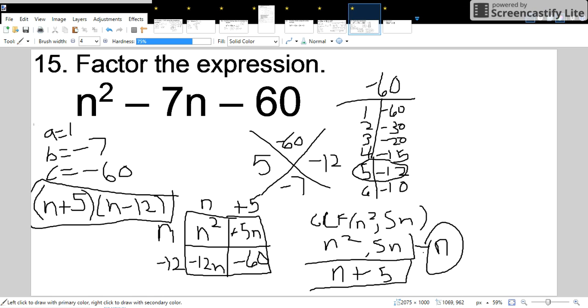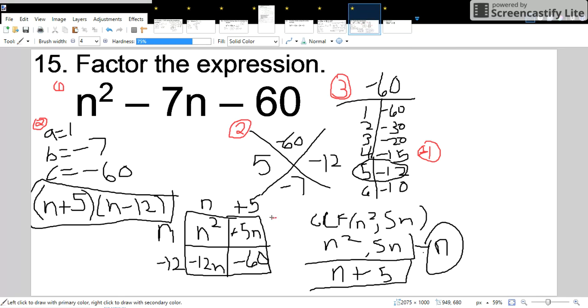So let's go over the steps one more time. Step 1, general form. Step 2, determine your a, b, and c. Step 3, draw your x, do your a times c, your b, and your two factor pairs. Step 3, write your factor pairs of your a times c. Step 4, you're going to determine which of these factor pairs actually adds up to our b.